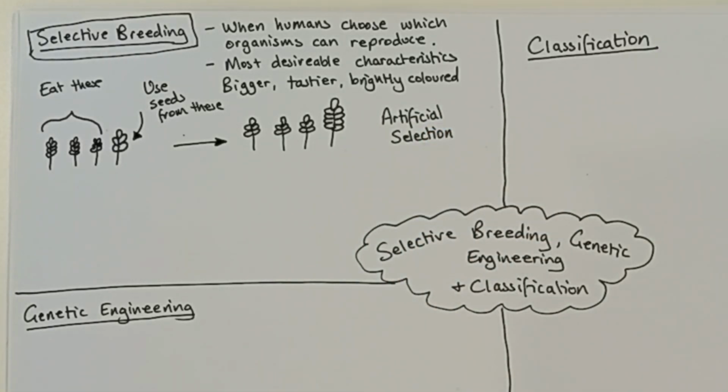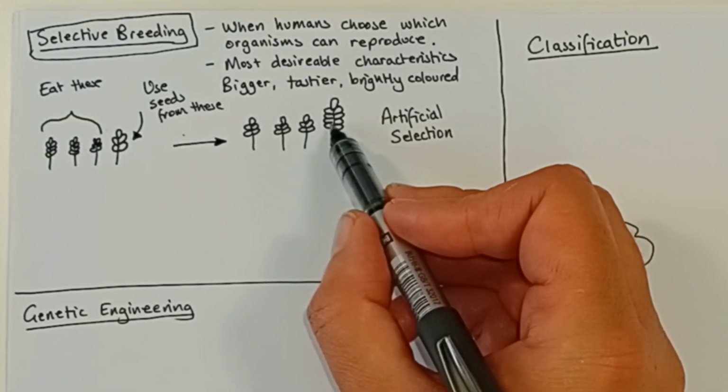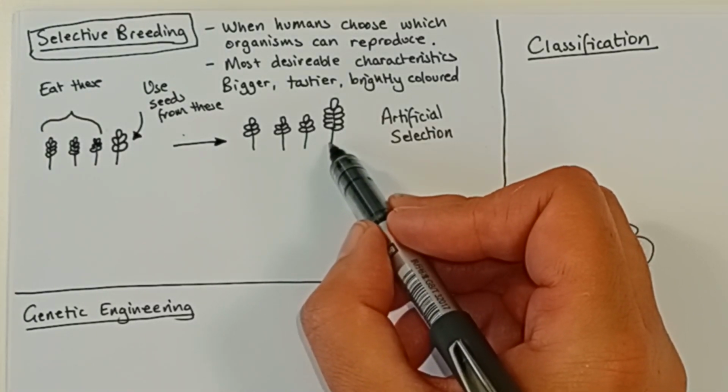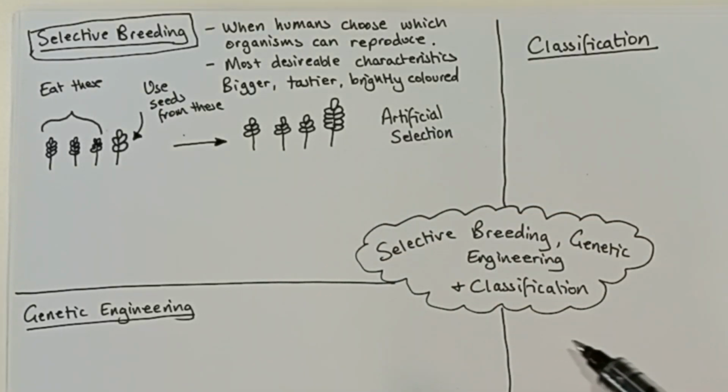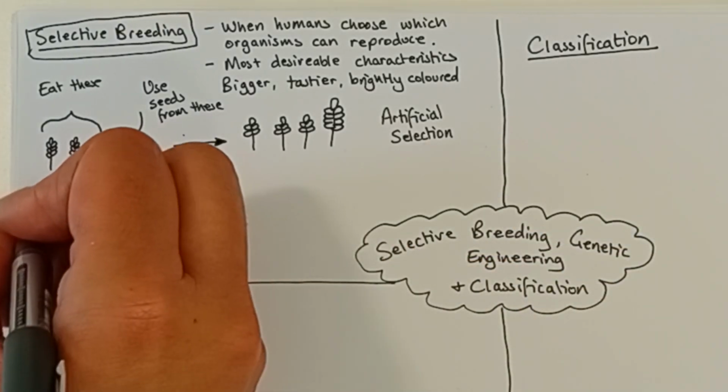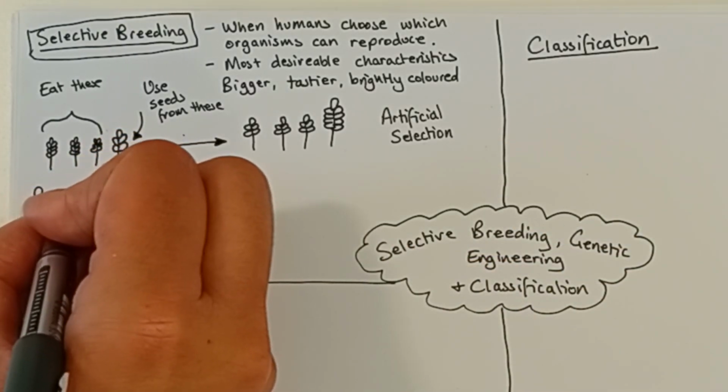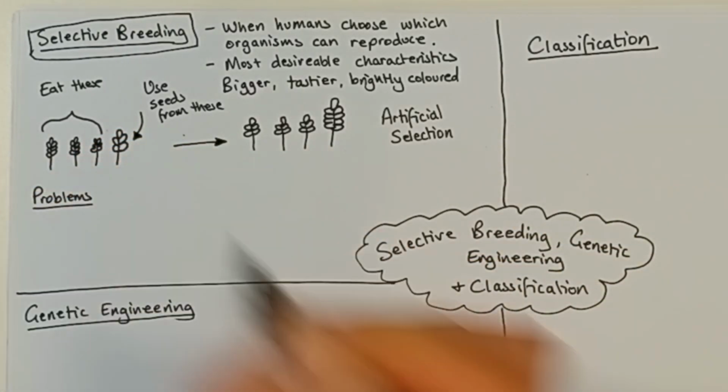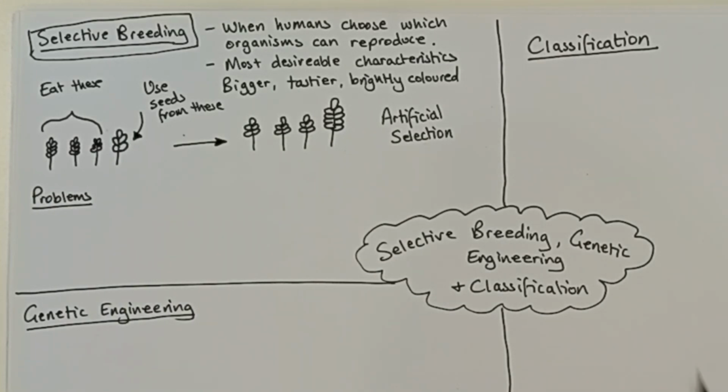Unlike natural selection, which is evolution, where nature decides which ones are best suited, humans decide which ones are best suited. And for example, this ear of corn here, the stem might snap because it's too heavy. So it wouldn't survive in nature, but humans have selected it. There are problems with selective breeding or artificial selection.